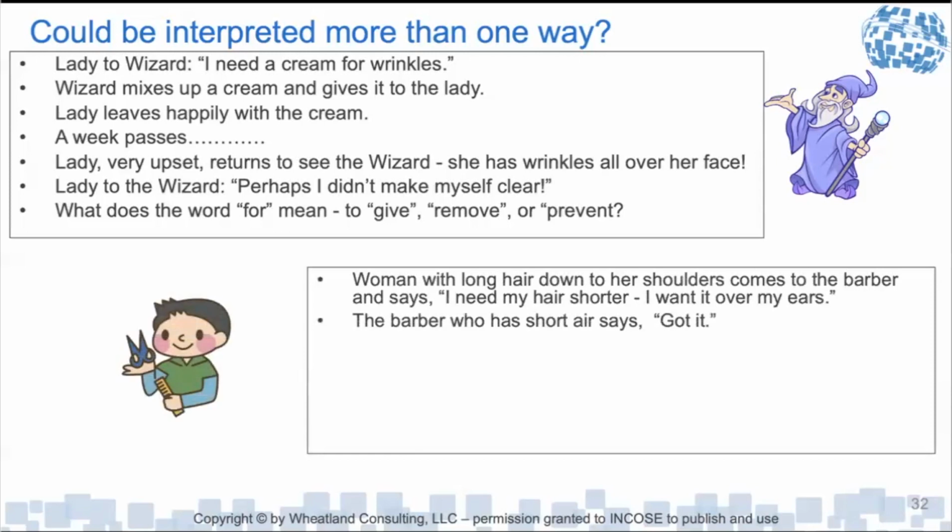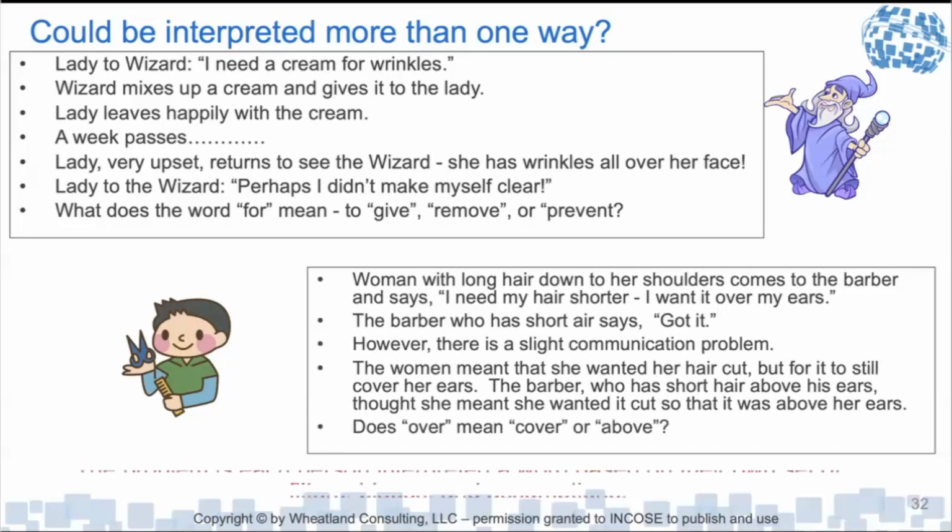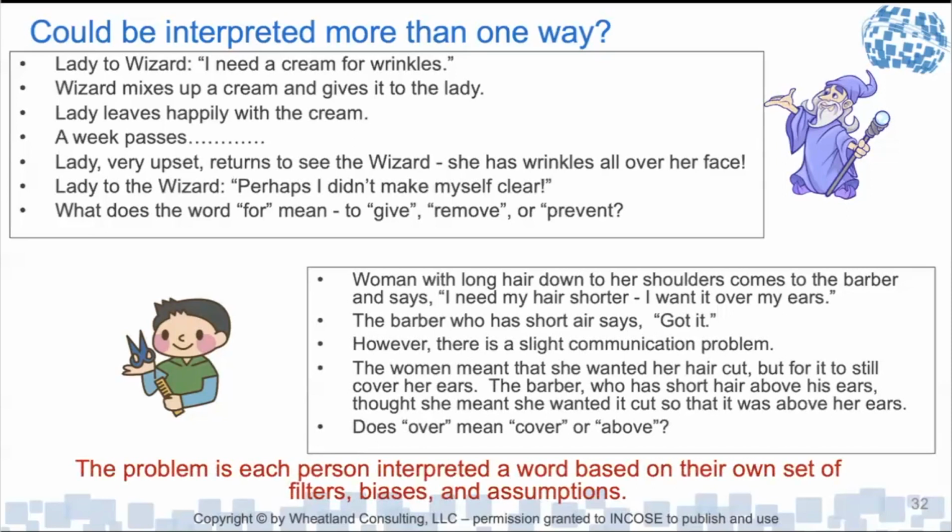Another example: a woman with long hair down to her shoulders comes to the barber and says, "I need my hair shorter. I want it over my ears." And the barber, who has short hair, says, "Got it." However, this is a communication problem. The woman meant she wanted her hair cut but still to cover her ears. The barber, who has short hair above his ears, thought she meant she wanted it cut so it was above her ears. Again, does "over" mean cover or above? The problem: each person interpreted the word based on their own set of filters, biases, and assumptions.